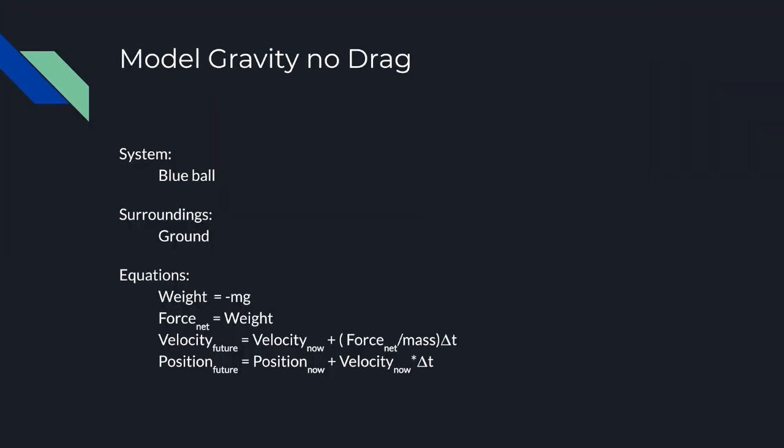Our first model will be an object falling with only the effect of gravity. Our system will be the blue ball and the surroundings will be the ground. We will be using an iterative process to predict the motion of the ball based on the momentum principle. The following equations will be used to calculate our net force, predict our new velocity, and predict our new position.